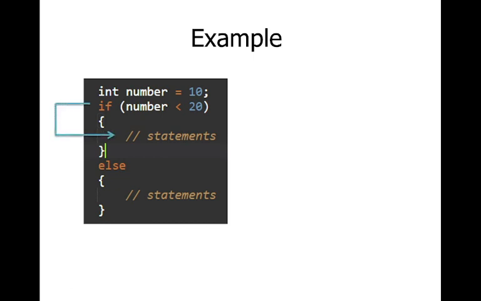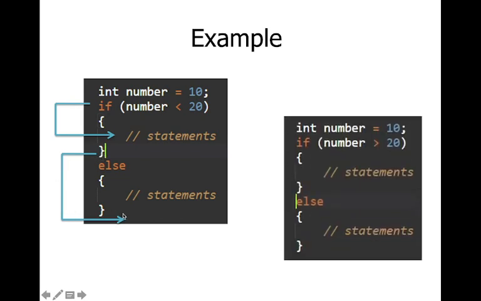So since it is true, it will execute the set of statements. After executing, when it reaches this brace, it will go out. So it won't execute these other statements. This is an example. If the condition is true, then it will execute the statement, and after this brace, it will go like this.